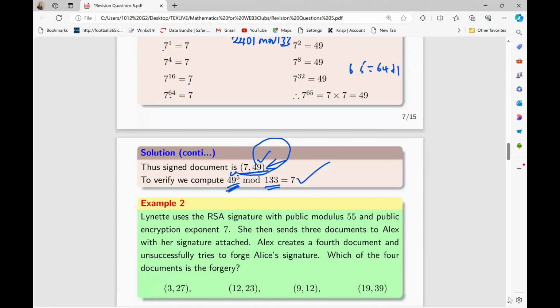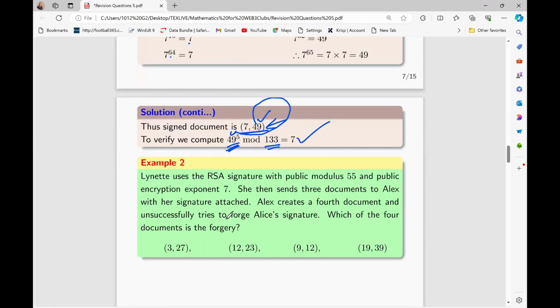Let's look at the next example. You're told that Lynette uses an RSA signature with the public modulus 55, and the encryption exponent, which you've been calling E, is 7. She then sends 3 documents to Alex with her signature attached.